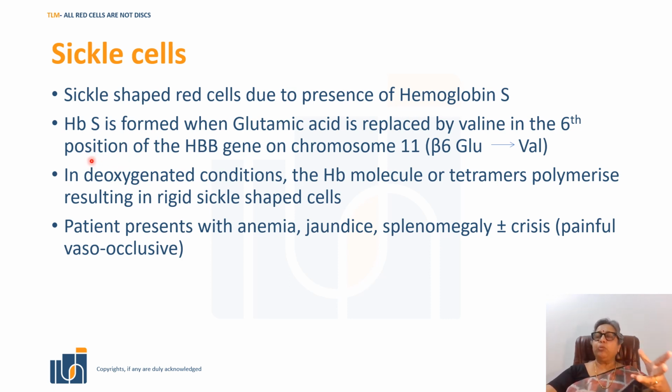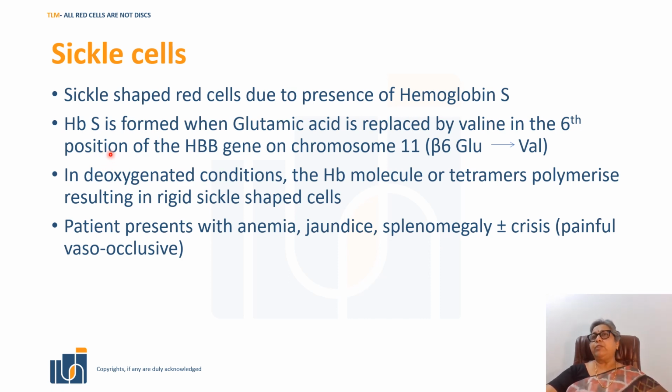Now, how is hemoglobin S formed? It's when glutamic acid is replaced by valine in the 6th position of the HBB gene on chromosome 11. So the hemoglobin chains are coded on chromosome 11, and when there is a mutation in the 6th position, then that resulting hemoglobin is called hemoglobin S.